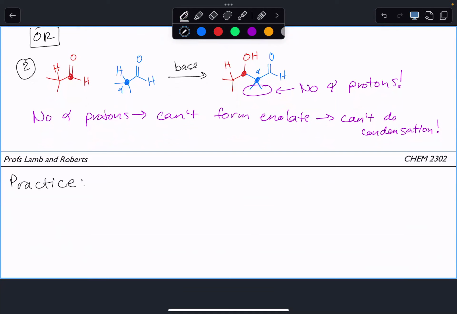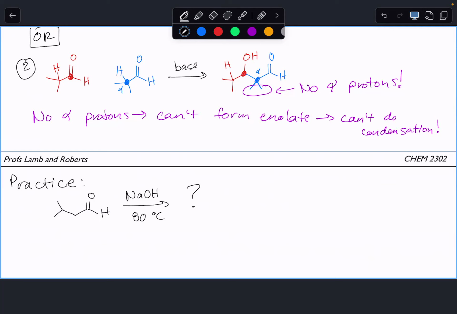So if you are given an aldehyde like this, you normally will only be given one aldehyde, but you have to assume that there's not just a single molecule in a flask, right? It can react with itself. Sodium hydroxide at 80 degrees C. What is that going to make?